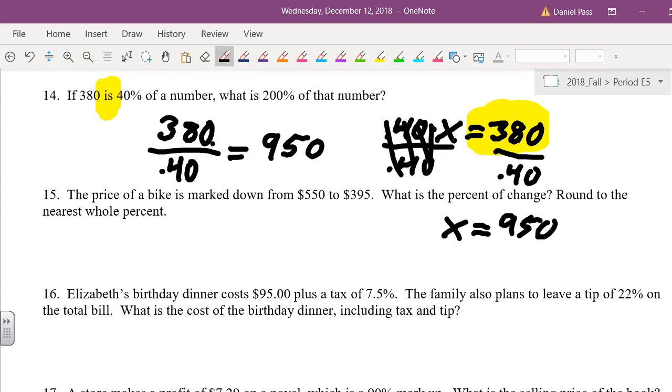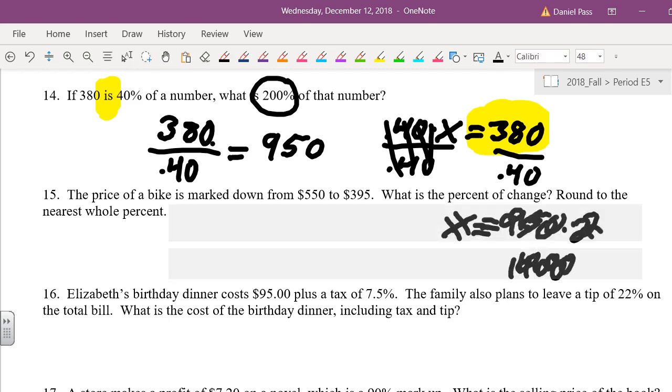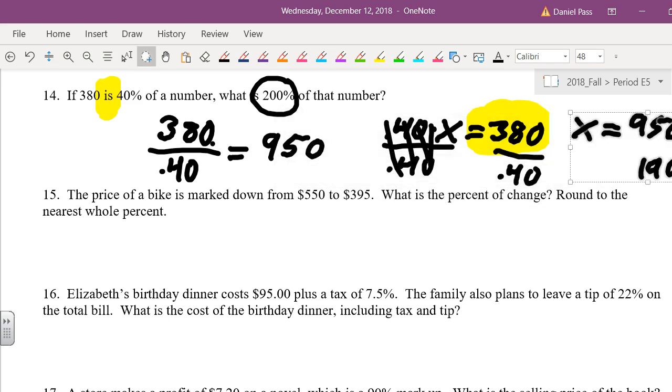Okay, now after we get 950, we want to find 200% of that number, which means times 2, which is 900? 1,900. Alrighty. Okay, anybody want to try number 15?